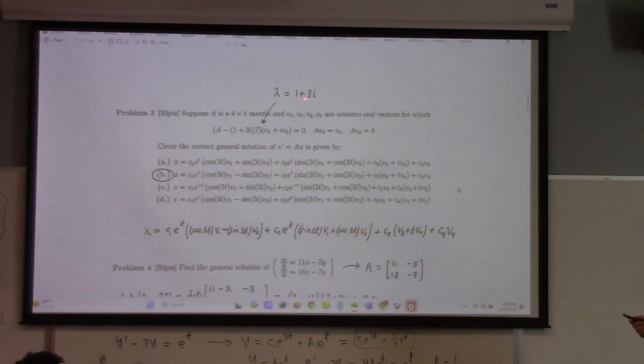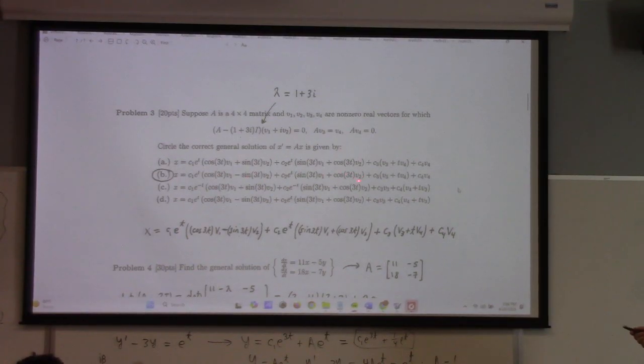For the complex eigenvalue, remember it goes like cosine of the, so we have an e to the t from the 1, and we've got sines and cosines of 3t from the 3i. And then I've got cosine times the real part of the eigenvector minus sine times the imaginary part of the eigenvector, and then here's sine times the real part of the eigenvector plus cosine times the imaginary part of the eigenvector.